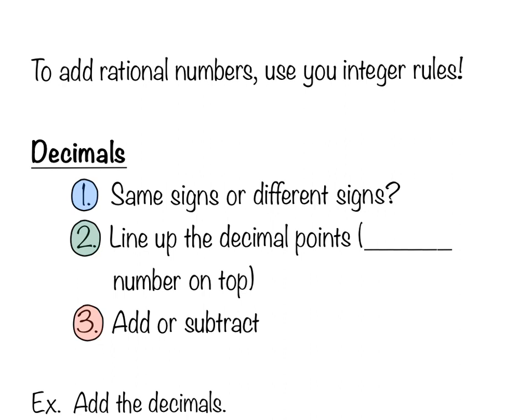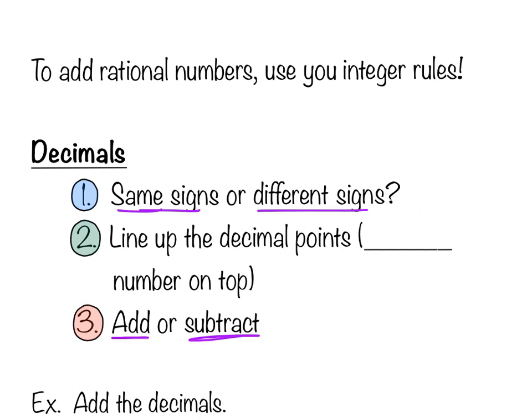We'll start with decimals. So if I'm adding decimals and I've got negatives, and that's kind of what we've been talking about so far this year, I need to first check if I've got same signs or different signs. Because if I have same signs, I'll end up adding, but if I have different signs, I'll end up subtracting. So we want to check the signs. We also want to make sure we line up the decimal points. That's really important. Something you have to do if you're adding or subtracting is line up the decimal points.